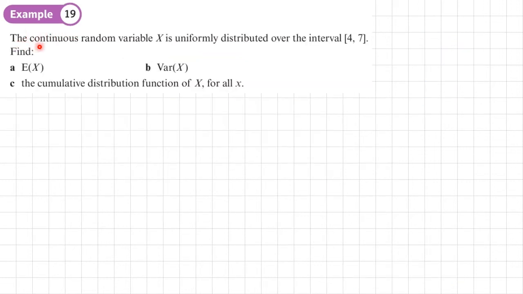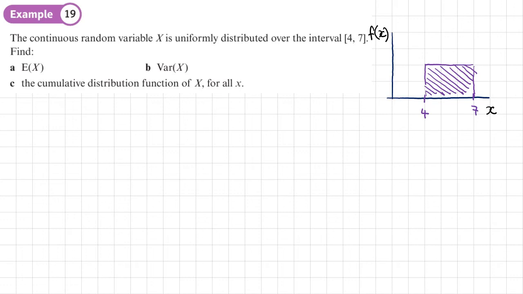Example 19, the continuous random variable x is uniformly distributed over this interval, and we've got some things to find. What I'm going to do first is to draw what this distribution looks like. Okay, so here's my uniform distribution. It has a width of 3, an area of 1, which means that the height of this, the probability of it, is a third. And part A, I need to work out E of x. That's going to be pretty easy because we can just use the formula, which is a plus b over 2.